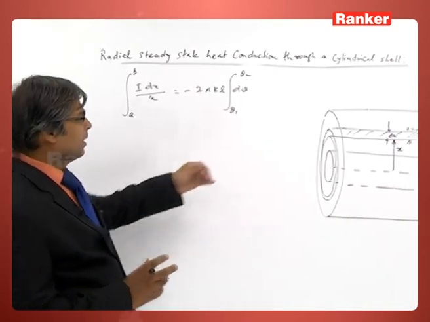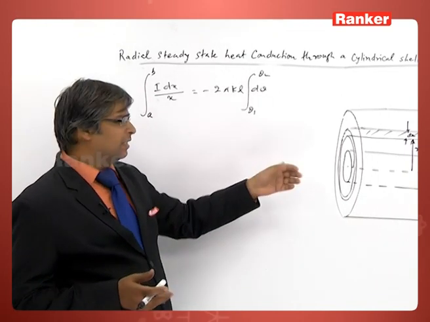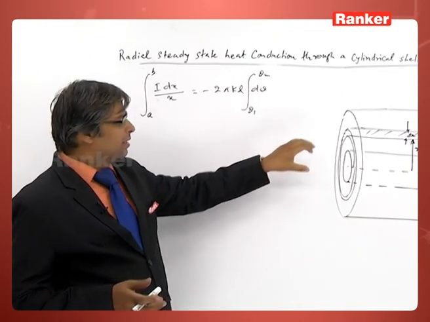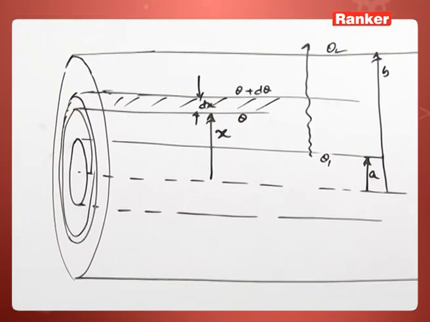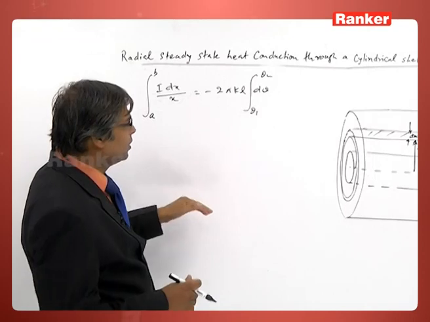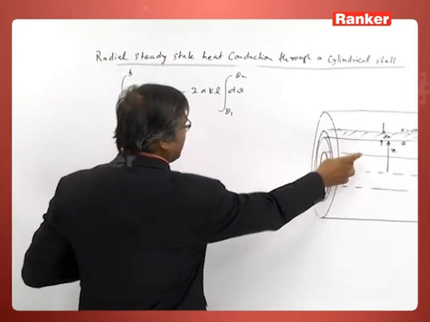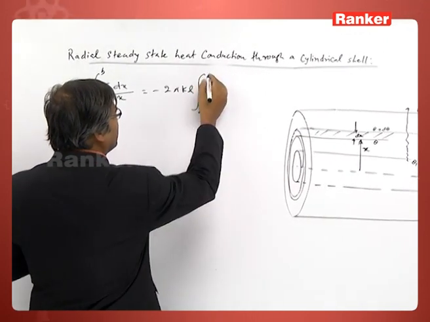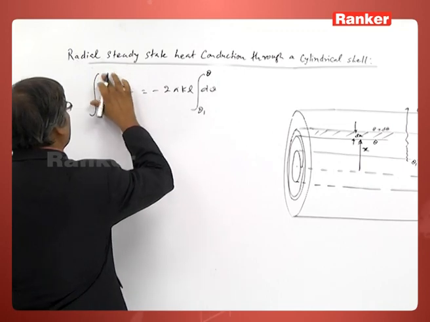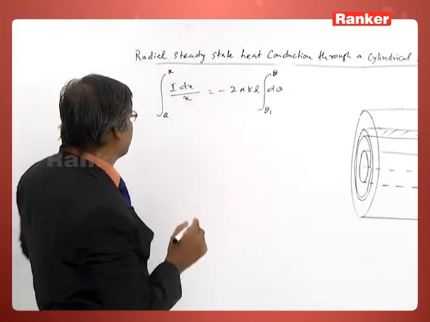Now, previously in that spherical case I took some series type situation. Here I will directly use the same result to calculate the temperature difference. Suppose here temperature is theta 1, here it is theta 2 and I assume that this is theta at some value of x. So, in this way I can calculate theta directly.